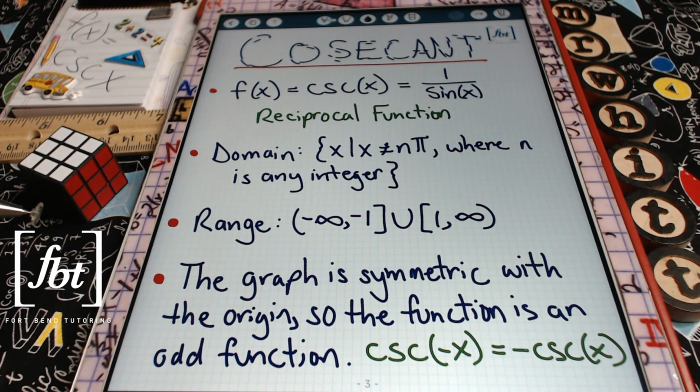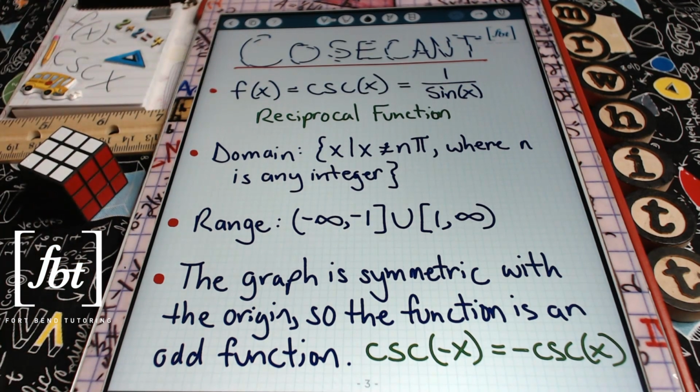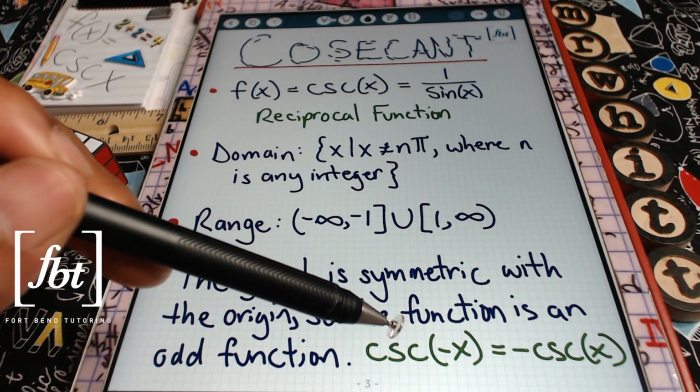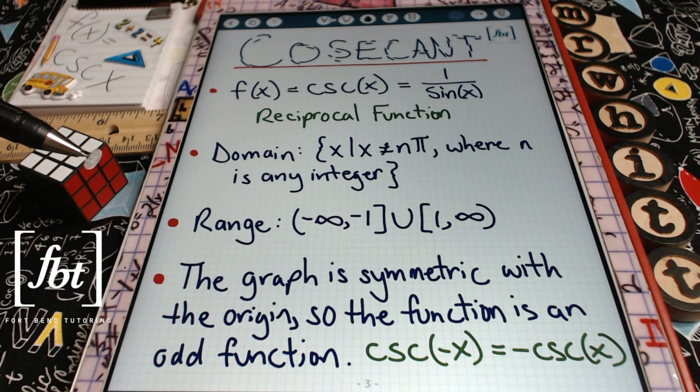And the domain for your cosecant function is x such that x cannot equal n times pi, where n is any integer. That's right, so for every integer multiple of pi, the function will be undefined. When it comes to the range for the parent function of cosecant, it'll be from negative infinity to negative 1, union 1 to positive infinity. Also, the graph of cosecant is symmetric with the origin, therefore the function is an odd function. And because it is an odd function, cosecant of negative x is equivalent to the opposite of cosecant x. All right, so good stuff to know.